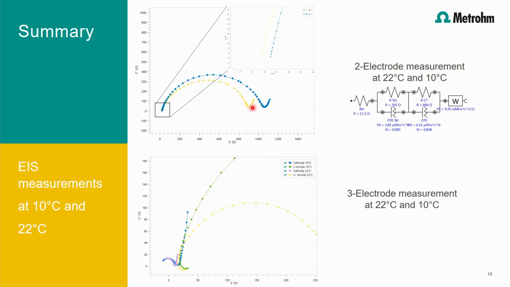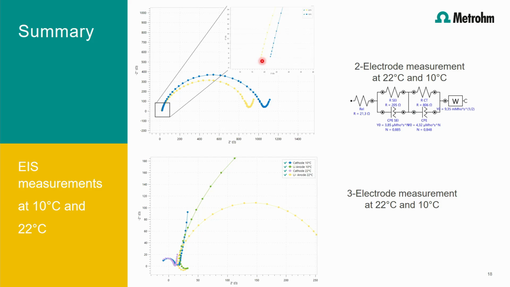This broad semicircle consists of 2 merged semicircles, one for the charge transfer reaction and one for the solid electrolyte interfaces. By zooming into the high frequency range, we discover a shift of the starting point of the curve from 21 down to 80 ohms. This is due to the improved conductivity of the electrolyte at the higher temperature.